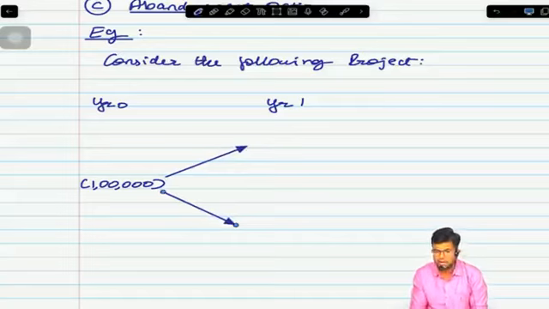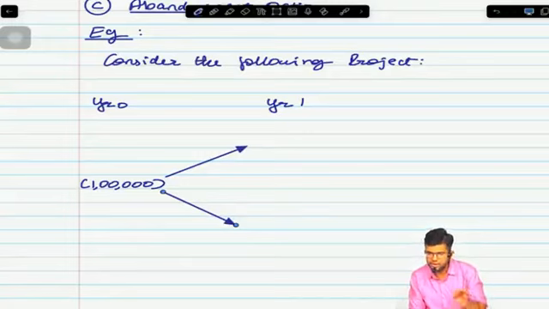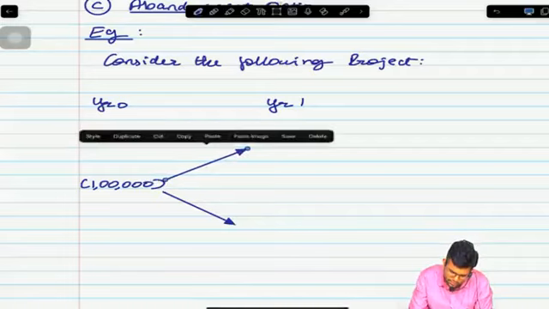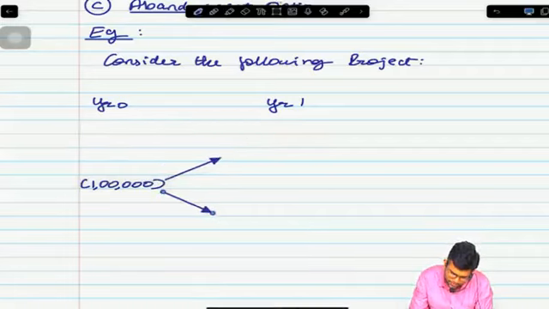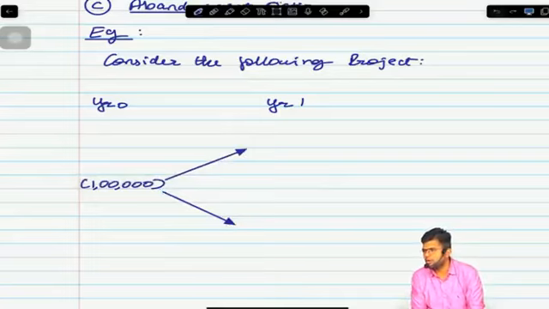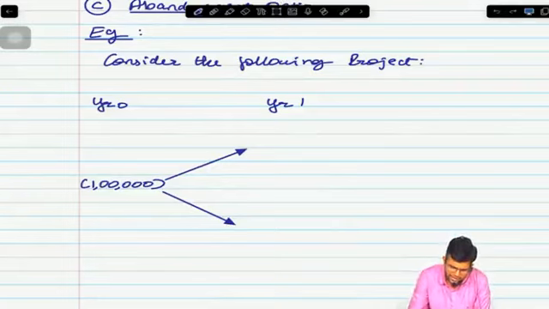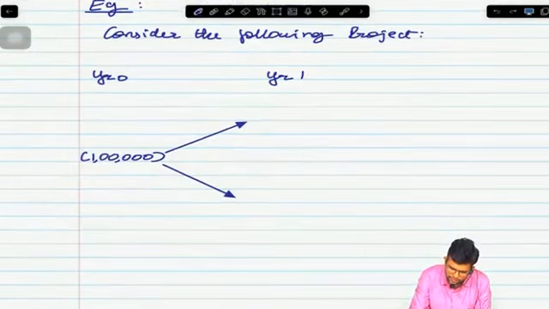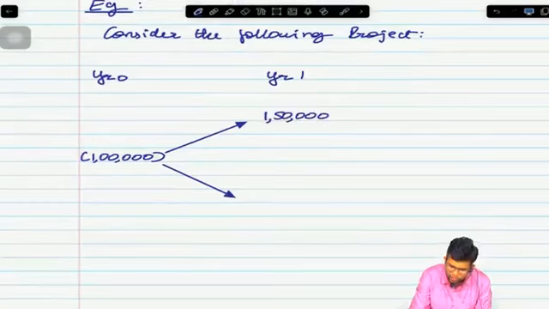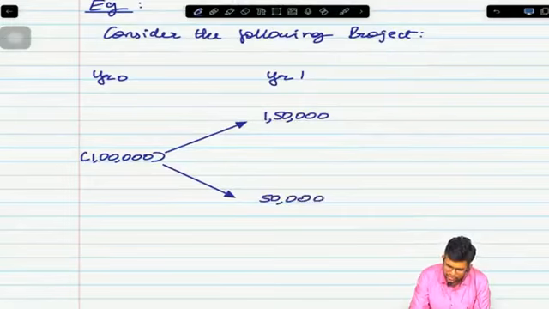Now in year one, can I say you will get some cash inflow, which we call CFAT. But now there is a tree within the capital budgeting. They are saying in year one, you can either get this or this. Tell me what number do you want? In year one, it can either give you 1,50,000 inflow or let's say 50,000 inflow.